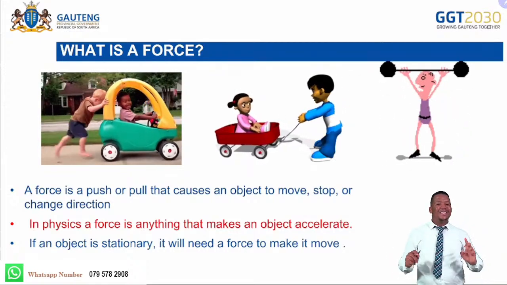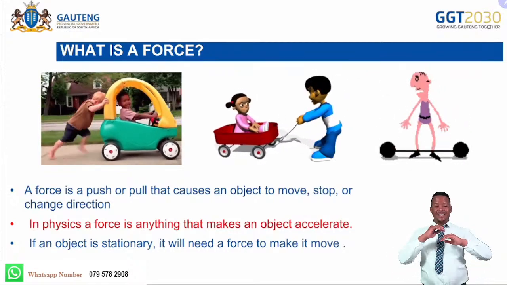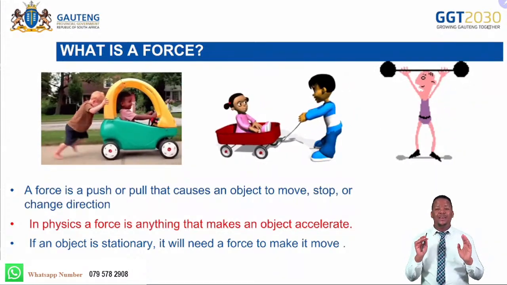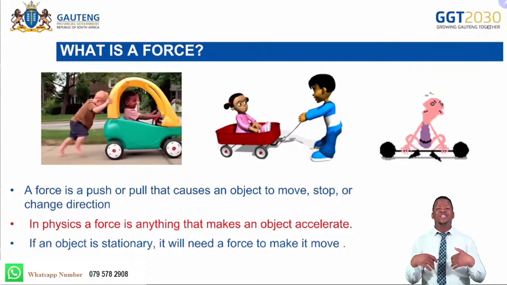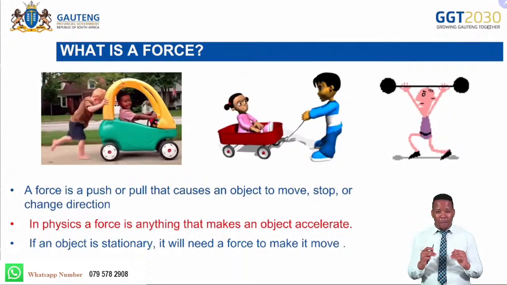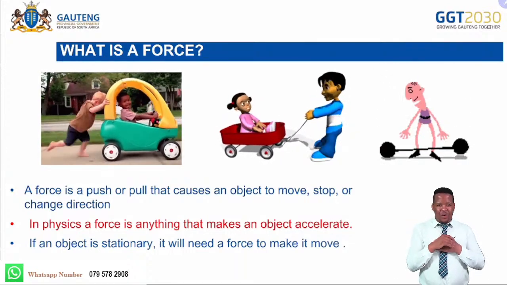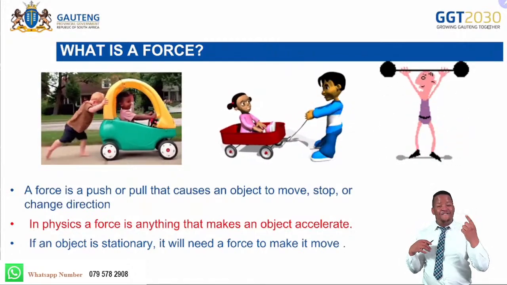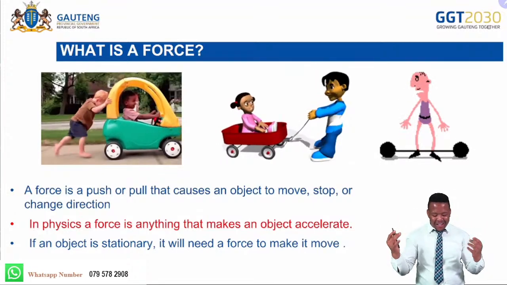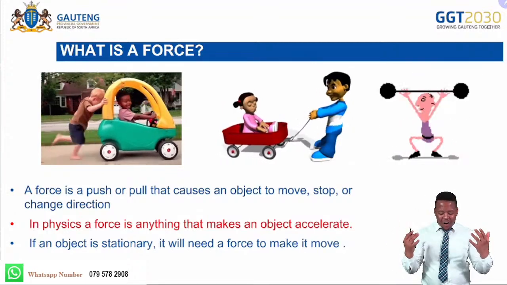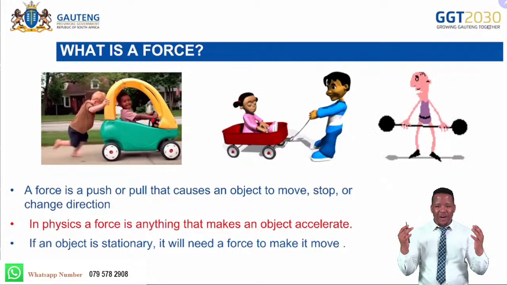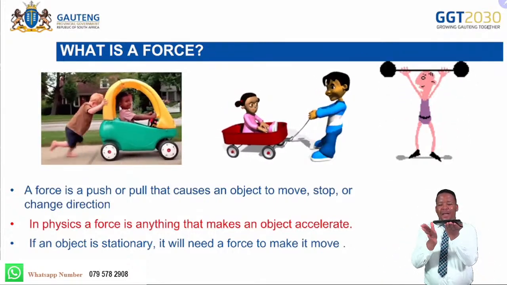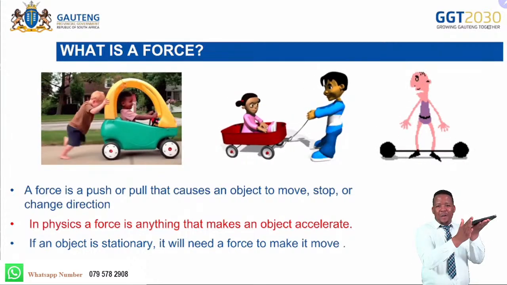And lastly, if an object is stationary, so when we say an object is stationary, we mean it is at a rest position. It is not moving at that moment, right? So if you look at me now here, I'm stationary, right? So we are saying if an object is stationary, it will need a force to make it move, right? So here's the object. It's stationary. If you apply a push force, it keeps on moving.